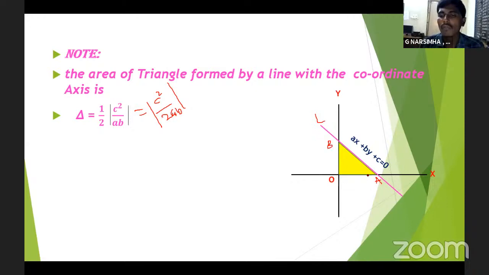Here the length of OA is called the x-intercept. The length of OB is called the y-intercept.